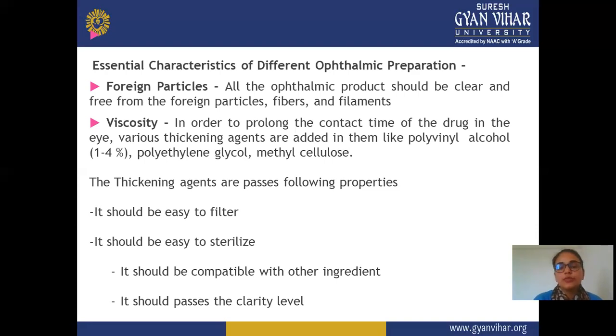For improving viscosity, mainly we are using polyvinyl alcohol, whose concentration is 1 to 4%. Next, polyethylene glycol and methyl cellulose can also be used. Out of all these, you can use any one or a combination. So these are the viscosity modifiers or excipients that improve the viscosity of the formulation.